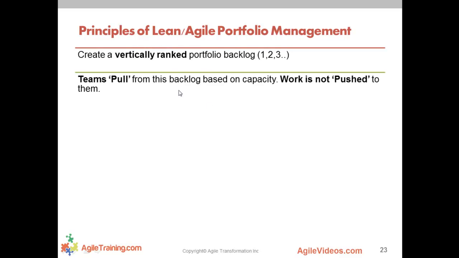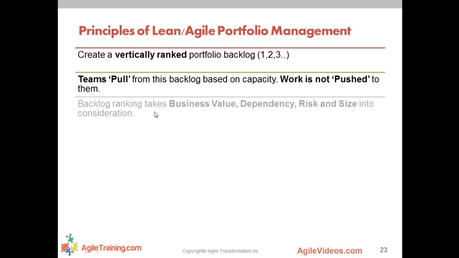So let's just kind of recap some of this. We need to create vertically ranked portfolio backlogs, 1, 2, 3, 4, 5. Get away from the high, medium, low, because everything becomes high, right? It's just, what's your top 10? Tell me about number 1, 2, 3, 4 at this moment. And it's okay if you want to change them. We just need to know what they are. We need clarity. Teams pull from this backlog based on capacity. Work is not pushed to them.